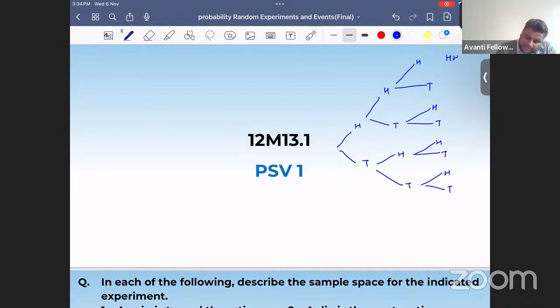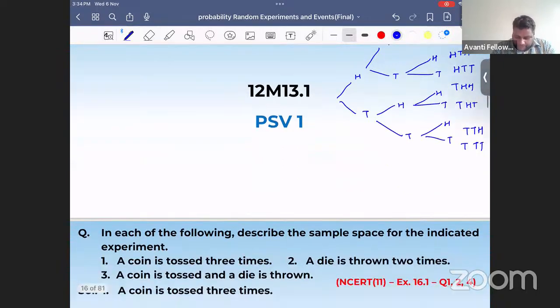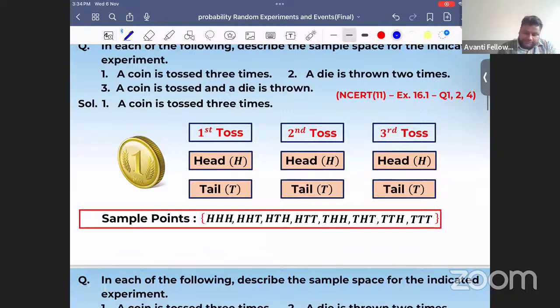See, HHH, HHT, HTH, HTT, THH, THT, TTH, TTT. So these are the possible outcomes if you toss a coin 3 times or you toss 3 coins simultaneously. Got it? So these are the sample points and their collection is constituting a sample space. Am I clear?